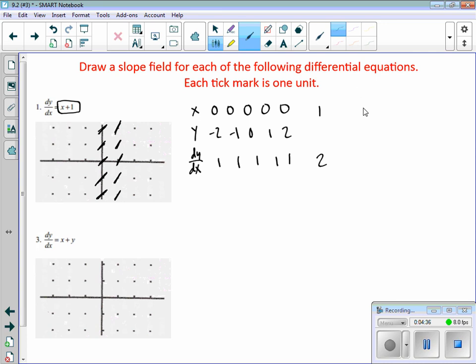Okay, and as I move over and my x's are 2, what should my y's be? 3. So they should just keep getting steeper here. So this one would go and point to this point here. So it should be about that steep.